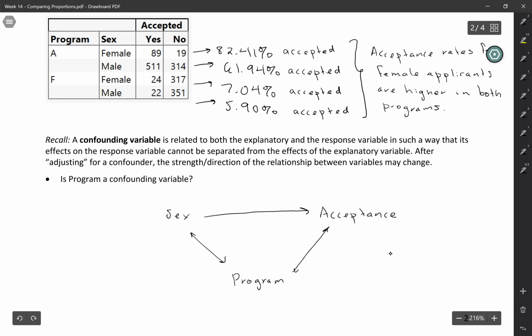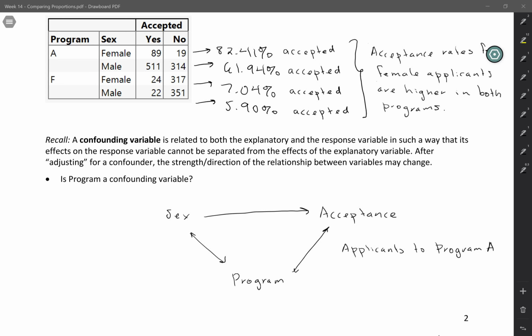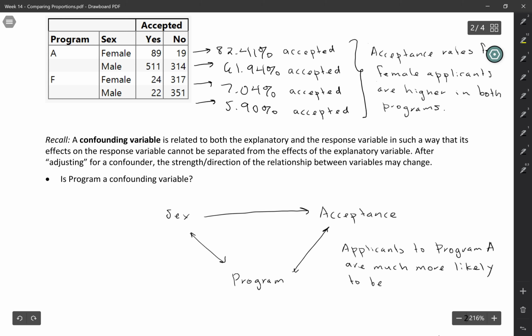So I think the association between program and acceptance is pretty easy to see, right? The acceptance rates are much higher for program A than they are for program F. So applicants to program A are much more likely to be accepted. And this counts as an association because knowing which program they're in tells you something about whether or not they're going to be accepted, right? It helps you to predict whether or not they're going to be accepted because program A is so much more likely to accept you than program F.